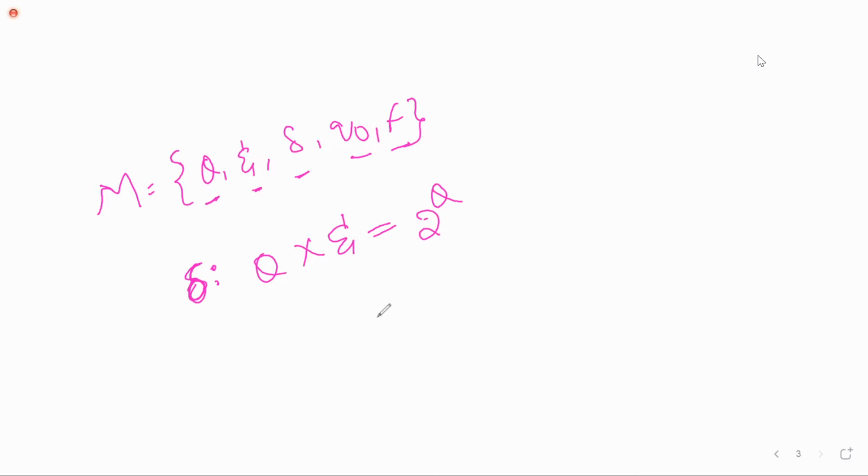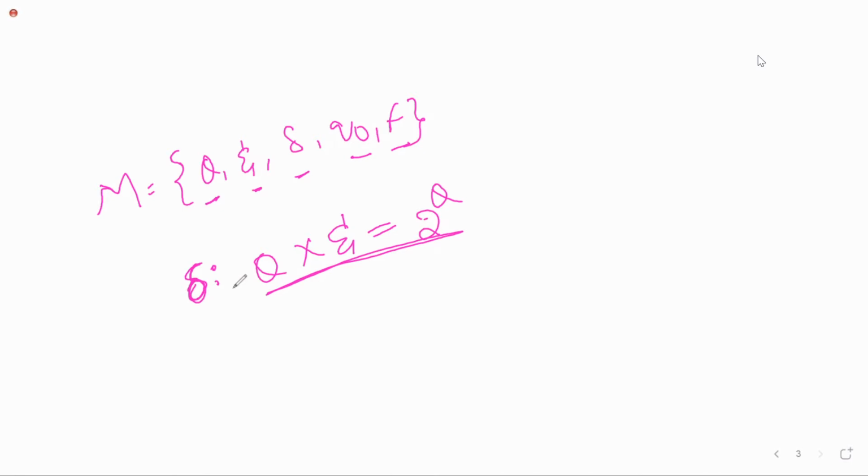In DFA, what did we do? Q naught on 0 is going to Q1, Q naught on 1 is going to Q2. Like that only we represent. But now Q naught on 0 is going to Q2, and Q naught on 0 is going to Q3 also. A single input may go to 2 different states. That's why we can represent the transition function as Q into sigma equals 2 to the power of Q. Am I clear? We'll come back to this delta also. After seeing the example, it will be easy for you.